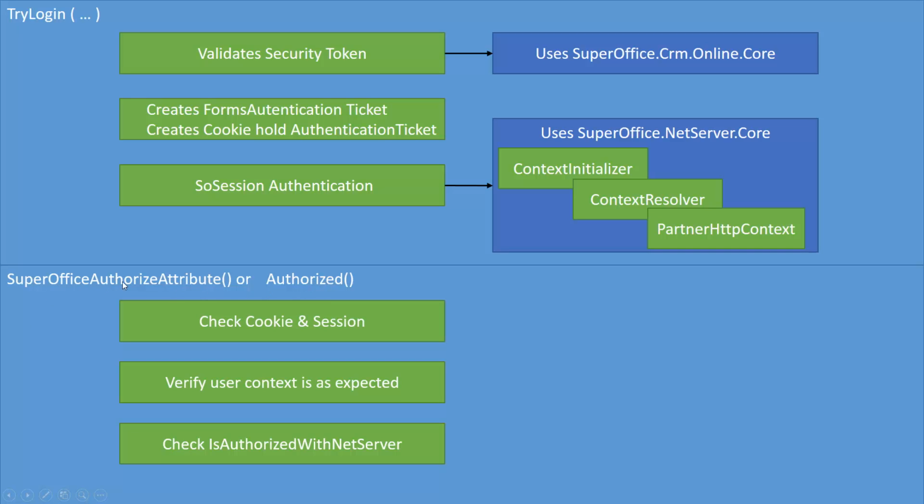And both of these types are doing just that. They're checking these values, and if for any reason any of these fail, it will go ahead and redirect the user back to the SuperOffice login page and initiate the redirect so that the user can try logging in again.